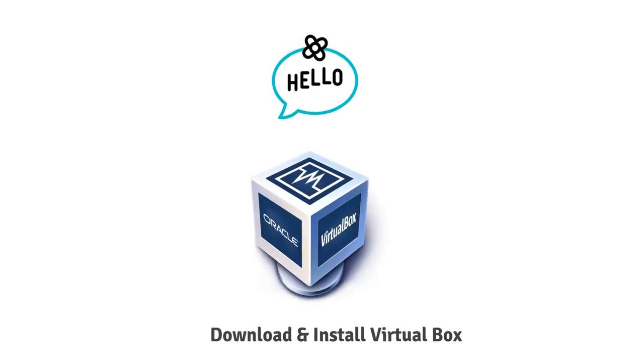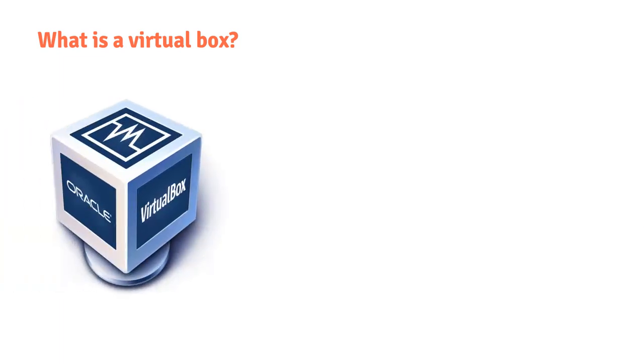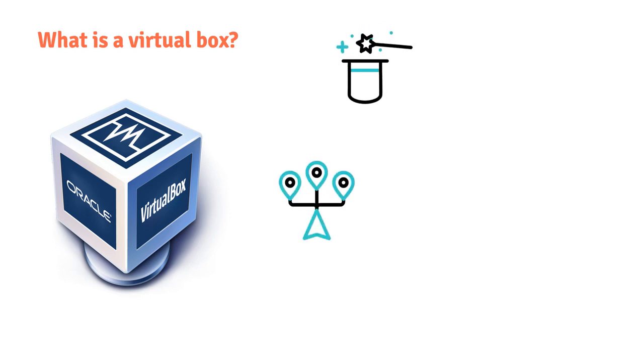So in this lecture we're going to learn how to download and install VirtualBox. But first of all, what is VirtualBox? VirtualBox is a magical creation. It's software that grants you the power to run multiple operating systems on a single computer, just like a virtual playground. It lets you experiment, test and play with various operating systems within the safety of your existing setup.